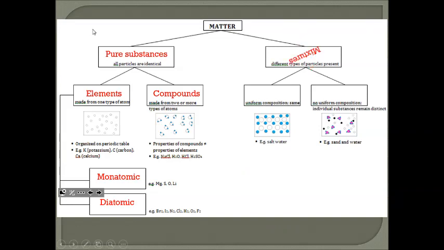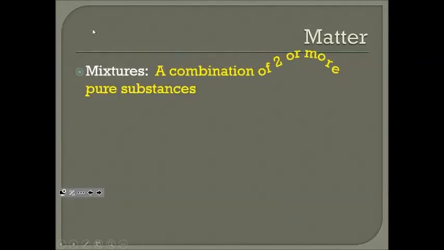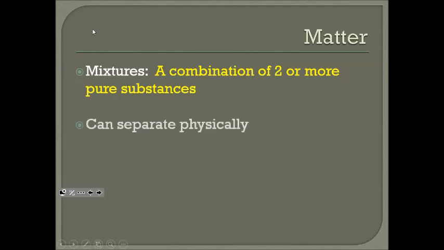Now for the mixture side of things. Quick review: a combination of two or more pure substances. So it could be elements mixed, it could be an element and a compound mixed, or it could be two compounds mixed. Lots of different ways to do mixtures here. You can separate them physically, and we're going to do a lab on separation techniques like filtration, distillation, chromatography, evaporation, and magnetism. Something that is attracted to magnets, you can use that to separate from something that doesn't have that property of being magnetized. So there's lots of different ways to separate things.